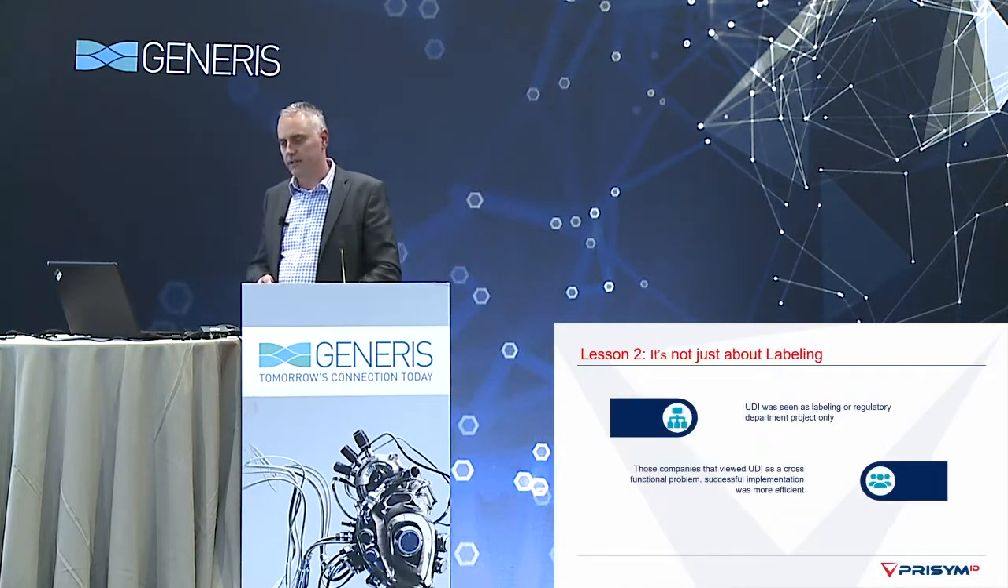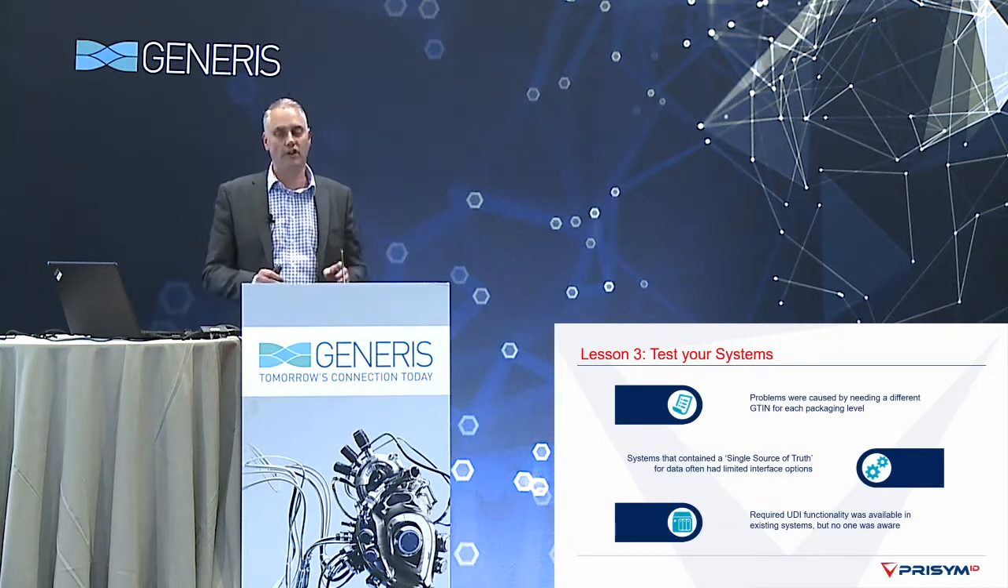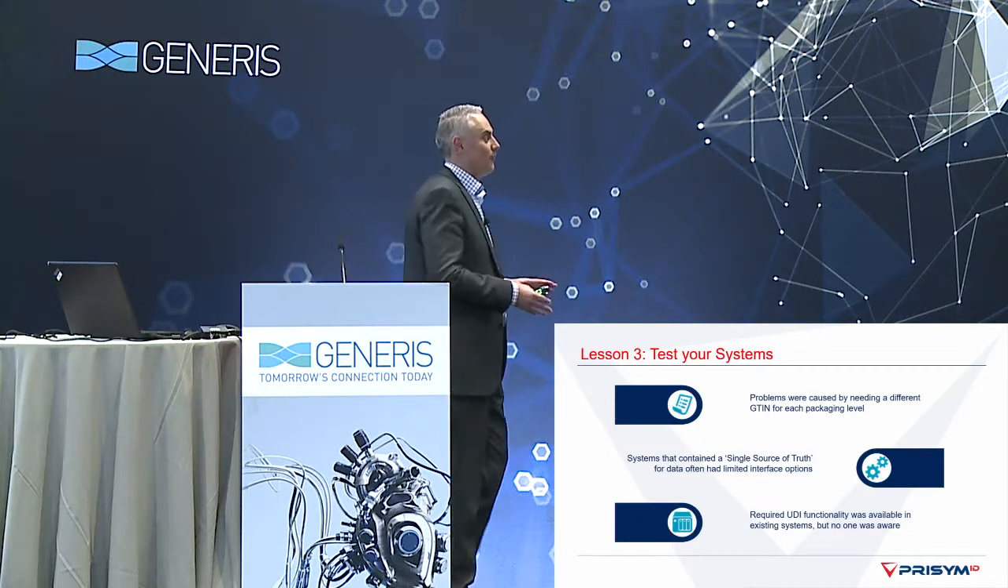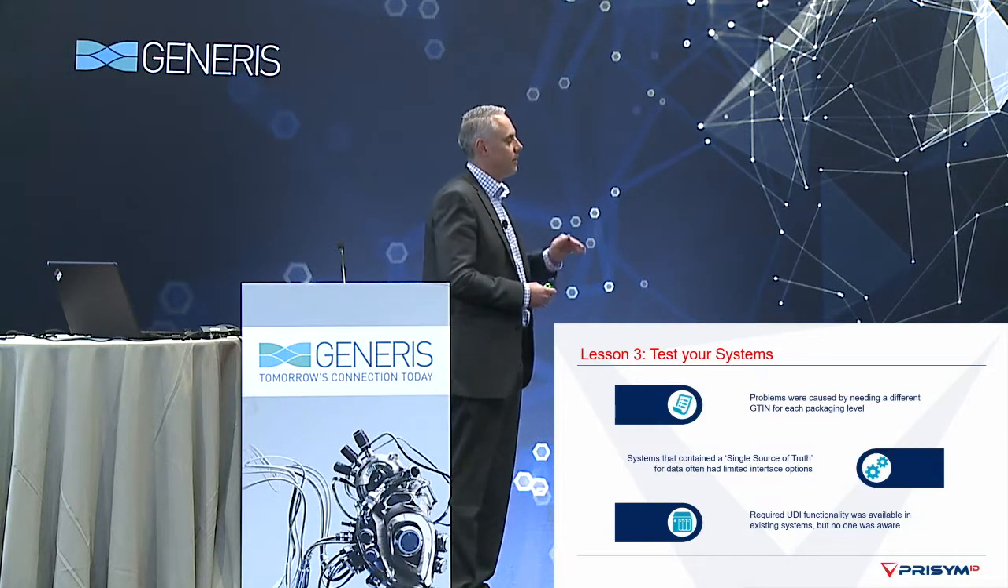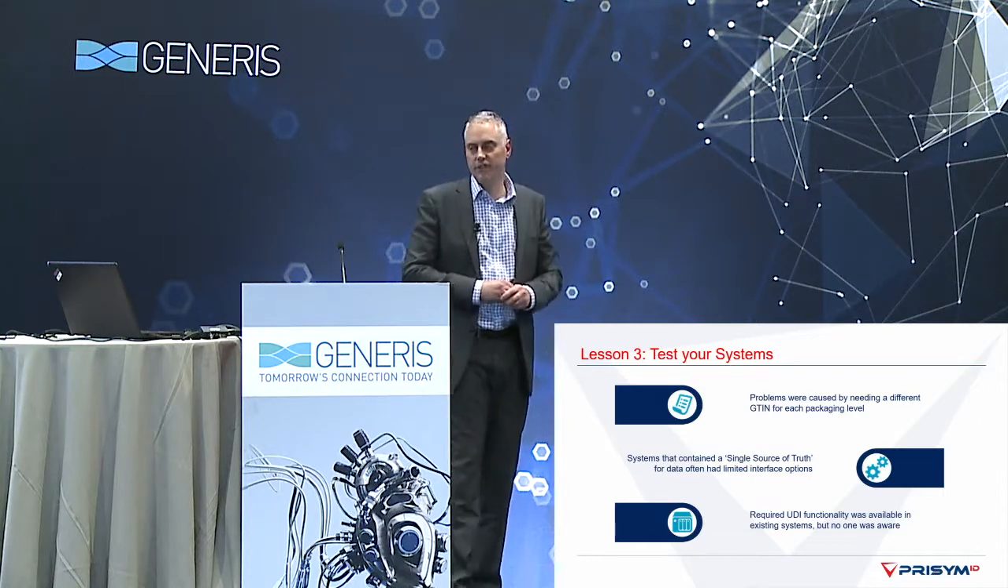The next one: test your systems. A lot of the systems you use are probably far too complex and probably do much more functionality than you realize. We saw some problems with our customers who were saying, do you know what, you're now going to have a GTIN on different levels of packaging for UDI.